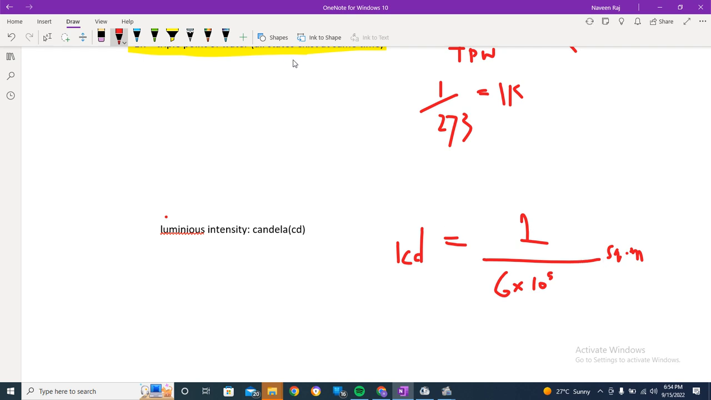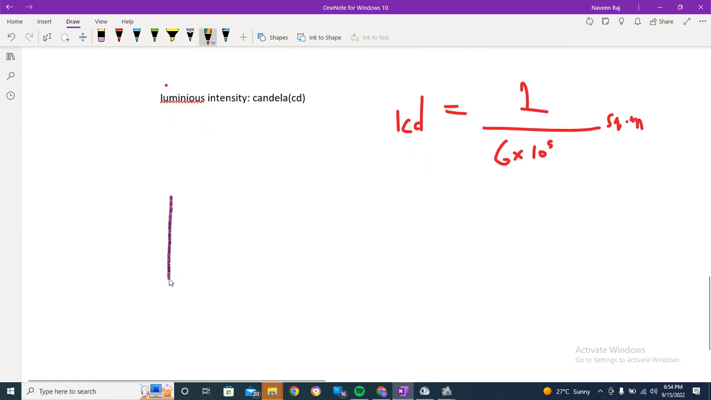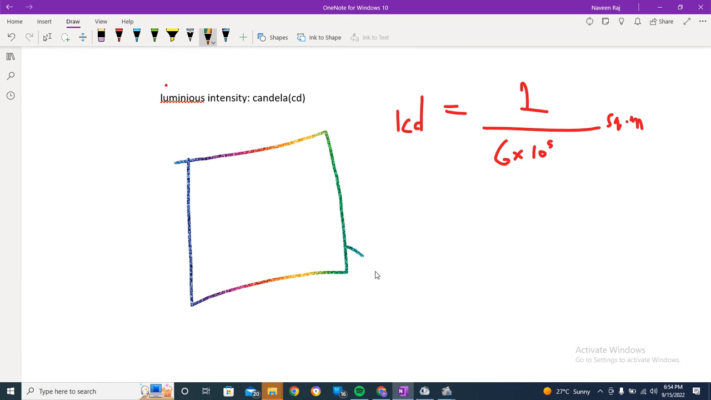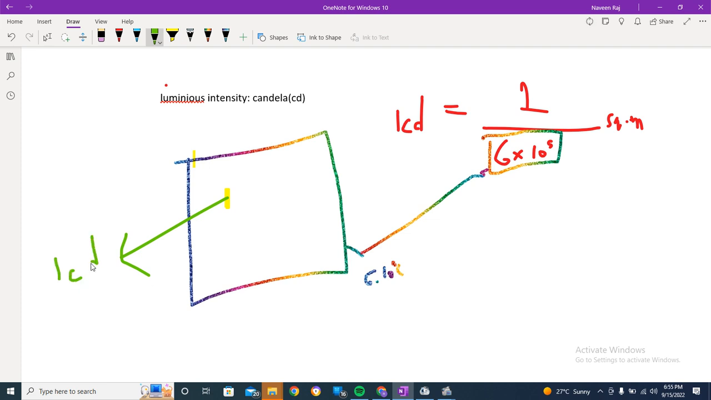So we have a surface, and this surface has an area of 6 into 10 to the power 5 square meters. We take one fraction of this area, and the light falling over this part is equal to 1 candela, right?